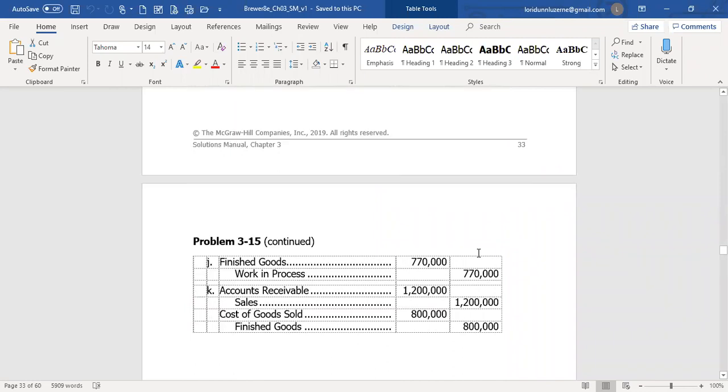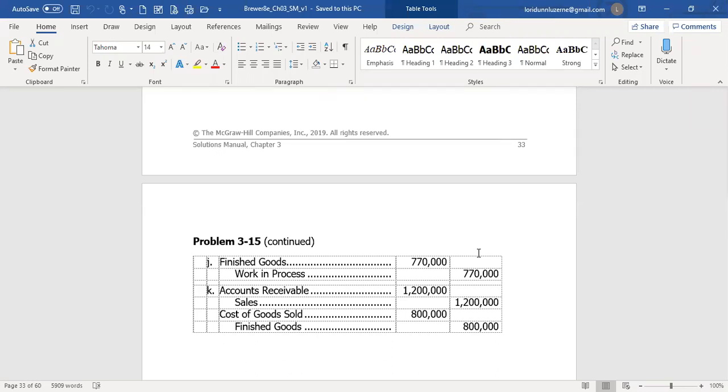In J, the cost of goods manufactured for the year were $770,000. So that means the total cost of everything that was brought through the manufacturing process was $770,000. So we will now transfer $770,000 of costs out of the work in process account and into the finished goods inventory because they're done. That's the cost that it took to make the products that were finished this year.